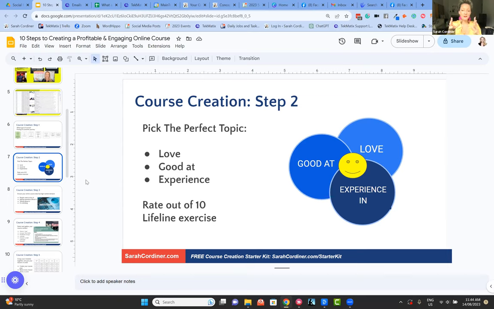What things do you love? What things are you good at? What things do you have experience in? These are three more columns I want you to create and start brainstorming. And from there, you're going to start to get a really good idea of your skills, your knowledge, your experience, the things that you've been through in your life that are going to help you help other people.